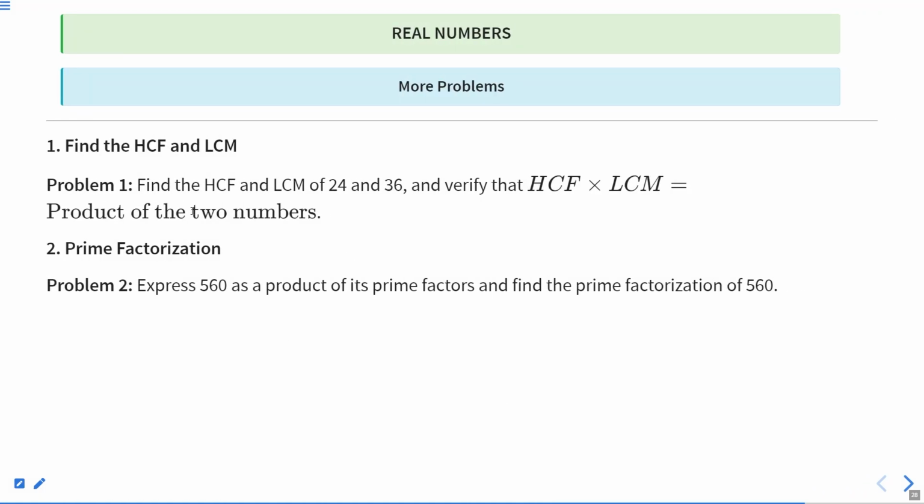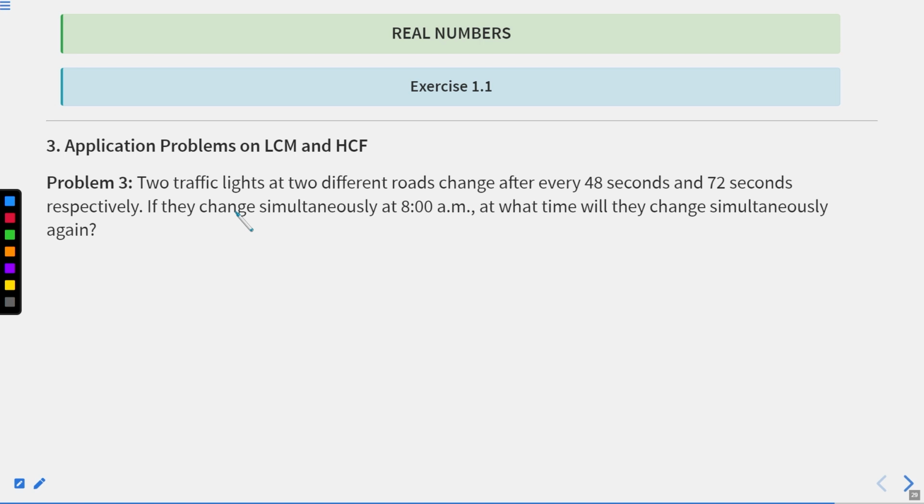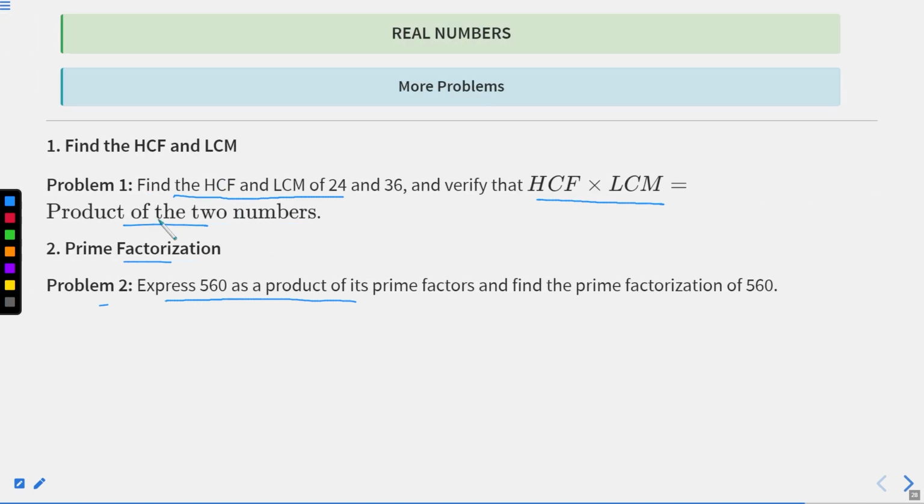And here are the problems. Problem 1: find the HCF and LCM of 24 and 36 and verify that HCF into LCM is equal to the product of the two numbers. Problem 2 is the prime factorization method: express 560 as a product of its prime factors and find the prime factorization of 560.